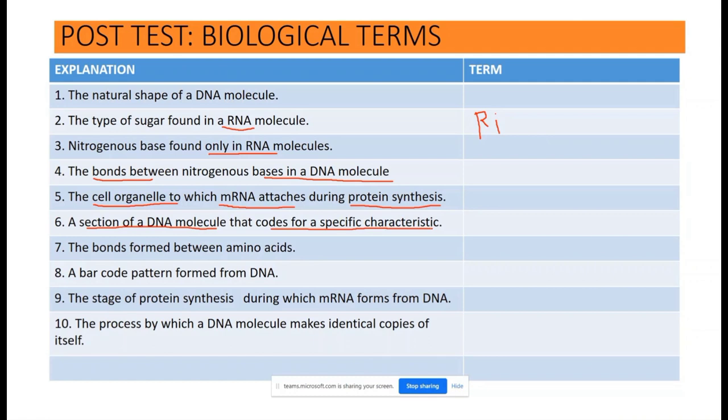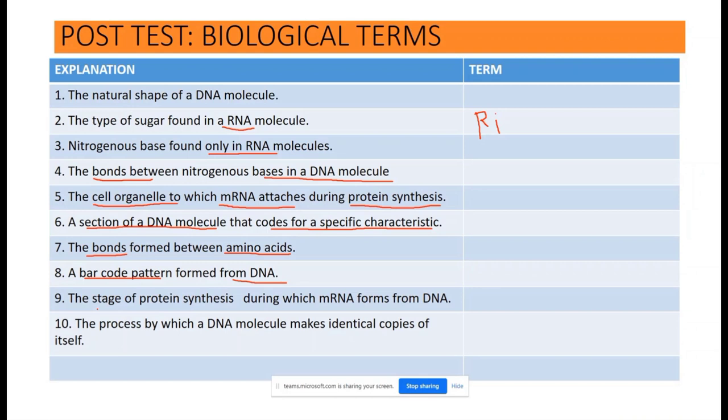Well done. The bonds between amino acids. Please do not confuse number seven and number four. Number four is the bonds between DNA, and here it is the bonds between amino acids, and this is peptide bonds. A barcode pattern formed from DNA. DNA profiling, please, they will not accept DNA fingerprint.